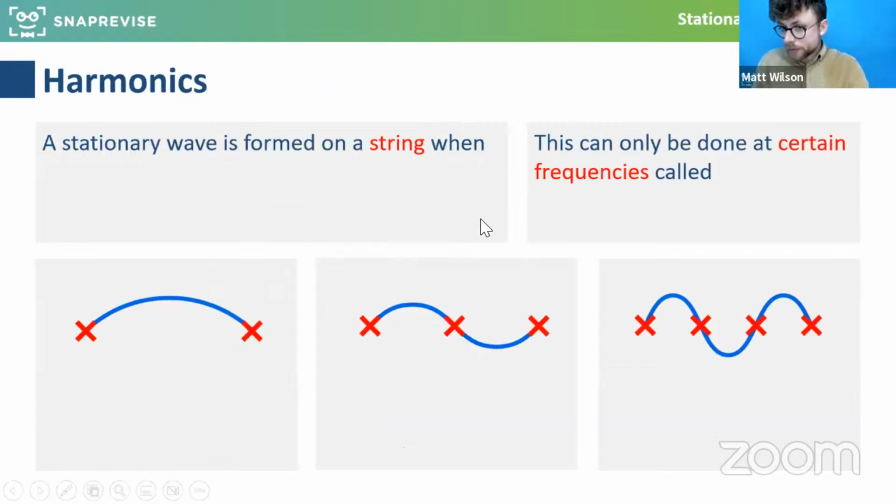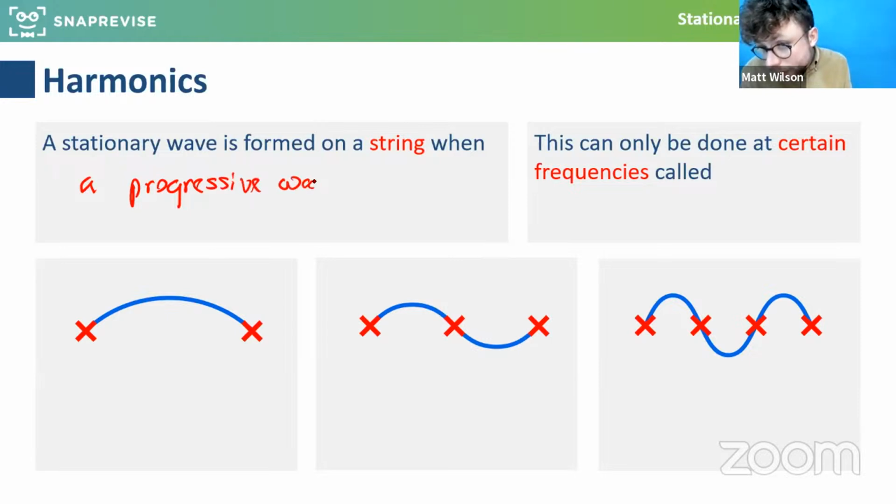So now we're going to introduce some even more language of harmonics. Okay, so we're going to specifically focus for now on the example we looked at in the previous exam question. And that example was this place where we took a string and we, for instance, plucked it to create two waves that went to the edges, reflected back on themselves to then make the stationary wave. So as a general principle to keep in mind, a stationary wave is formed on a string when a progressive wave is reflected back on itself.